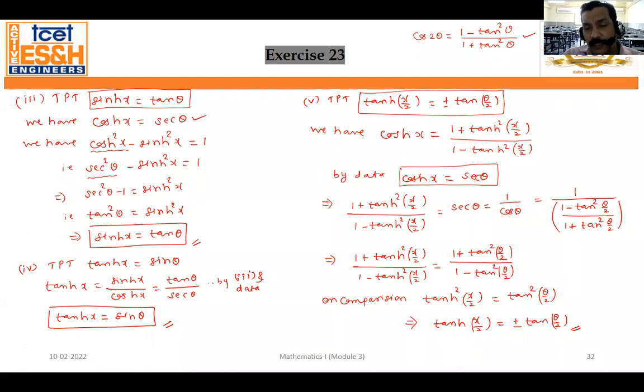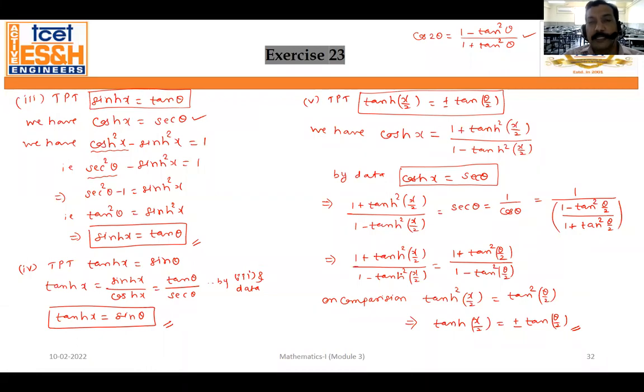Now again, cos theta को भी half angle formula में लिखो। तो cos theta is written as 1 minus tan square theta by 2 upon 1 plus tan square theta by 2. तो रेसिप्रोकल किया है तो इसका मतलब ये हो जाएगा 1 plus tan square theta by 2 upon 1 minus tan square theta by 2, and left hand side was 1 plus tan hyperbolic square of x by 2 upon 1 minus tan hyperbolic square of x by 2.